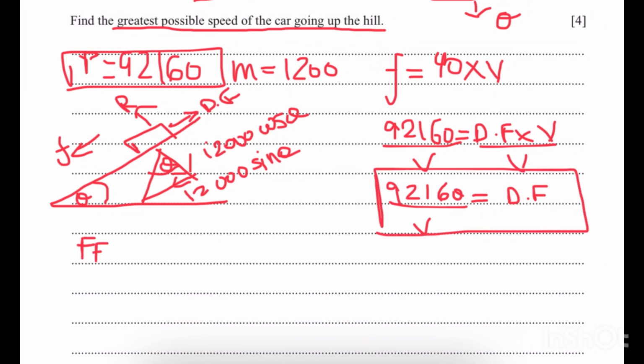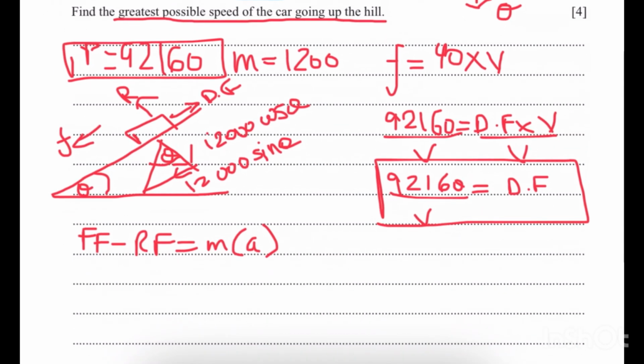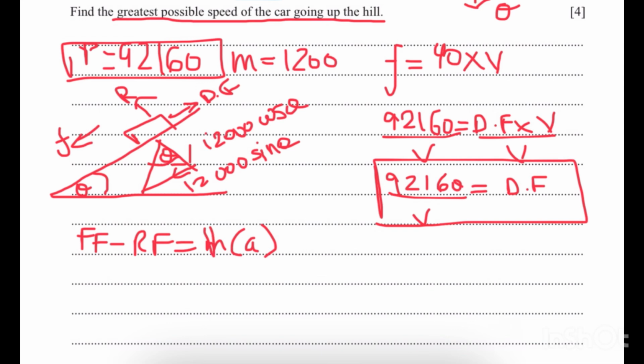So forward force minus resistive force is equal to the mass multiplied by the acceleration, and they've told us that the car is moving up at a constant speed again, so that means acceleration is equal to 0, making the right side of the equation also equal to 0. So that means that forward force must be equal to the resistive force acting on the car.